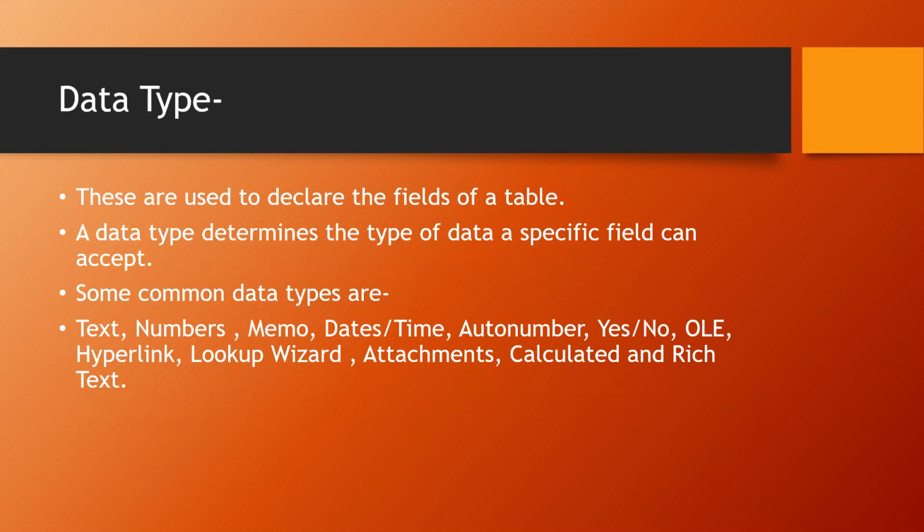These are used to declare the fields of a table. Okay, that means what kind of field or column a particular table will have. A data type determines the type of data a specified field can accept. That means, suppose it is a roll number, then it should always contain numbers. Okay, there should not be letters in the roll number, right?